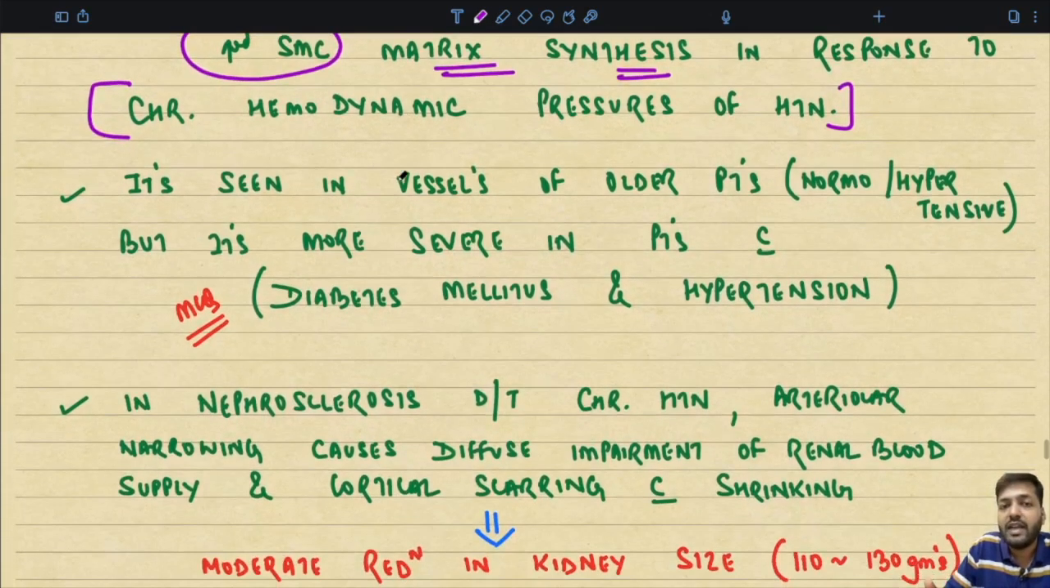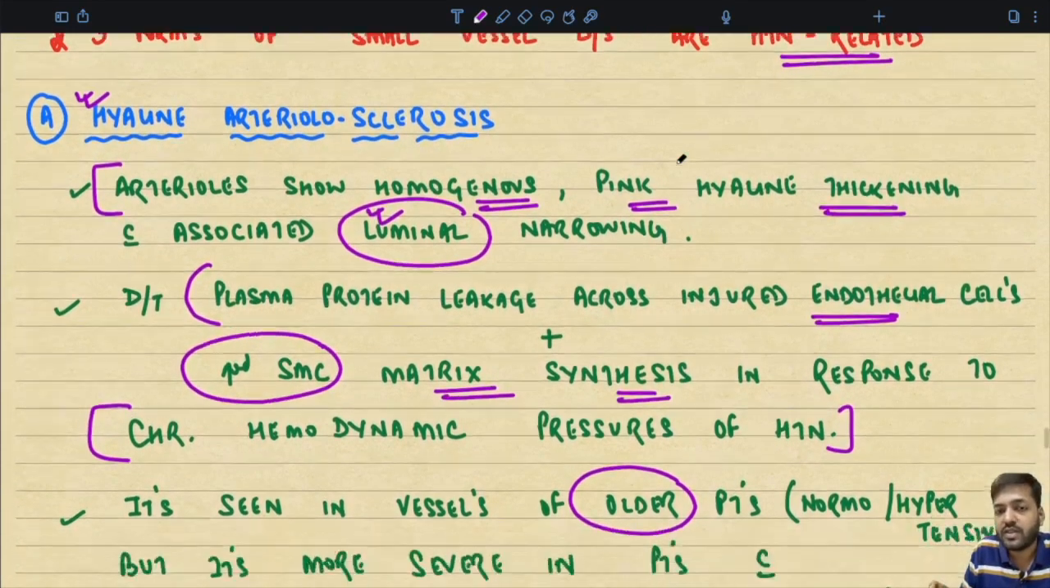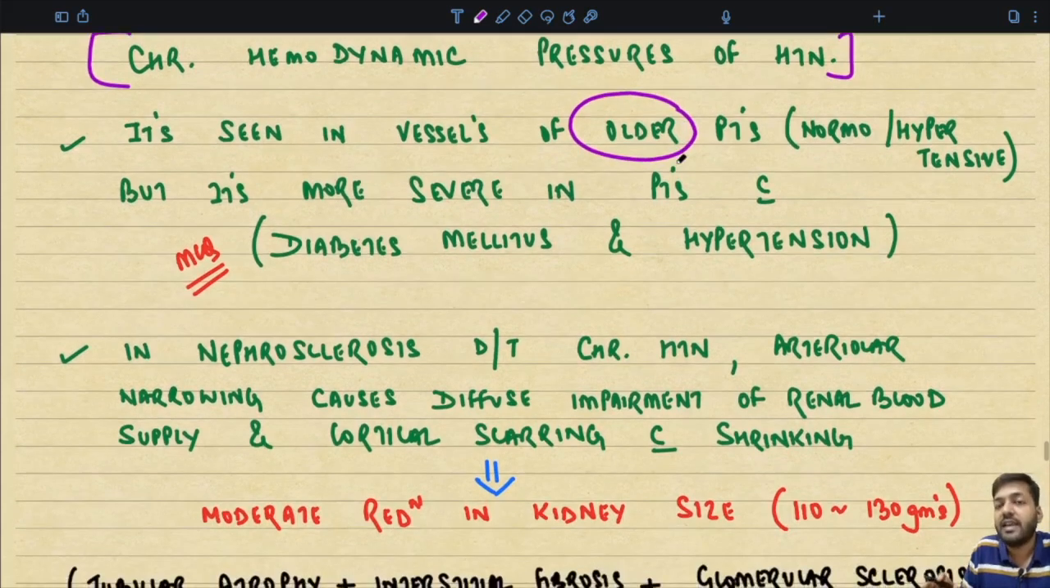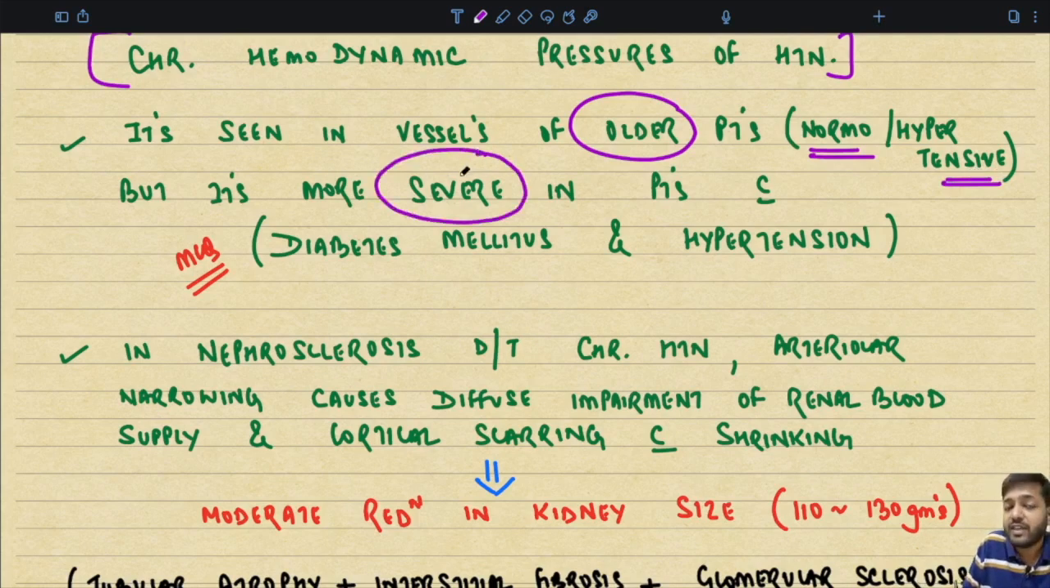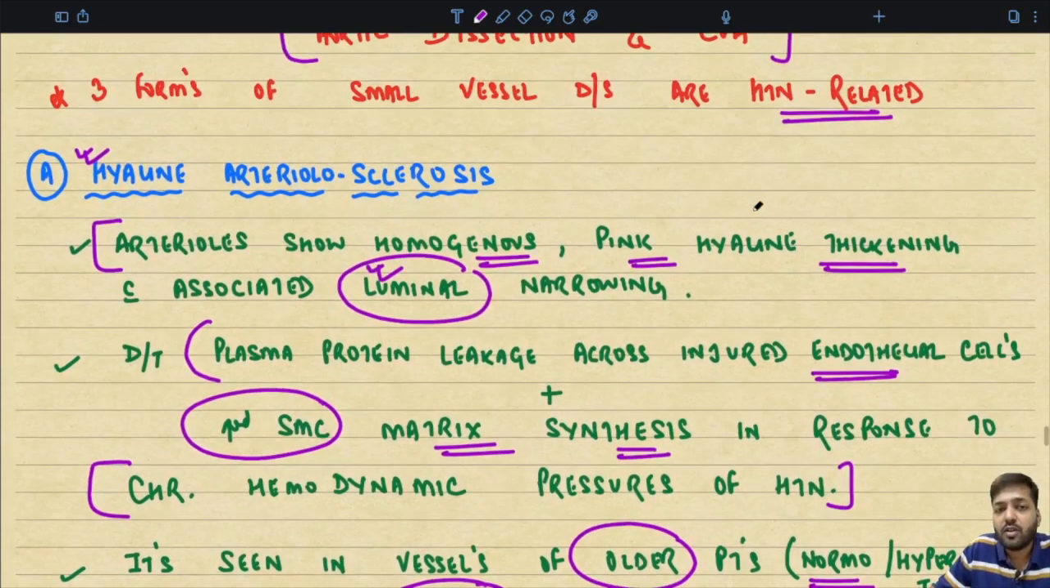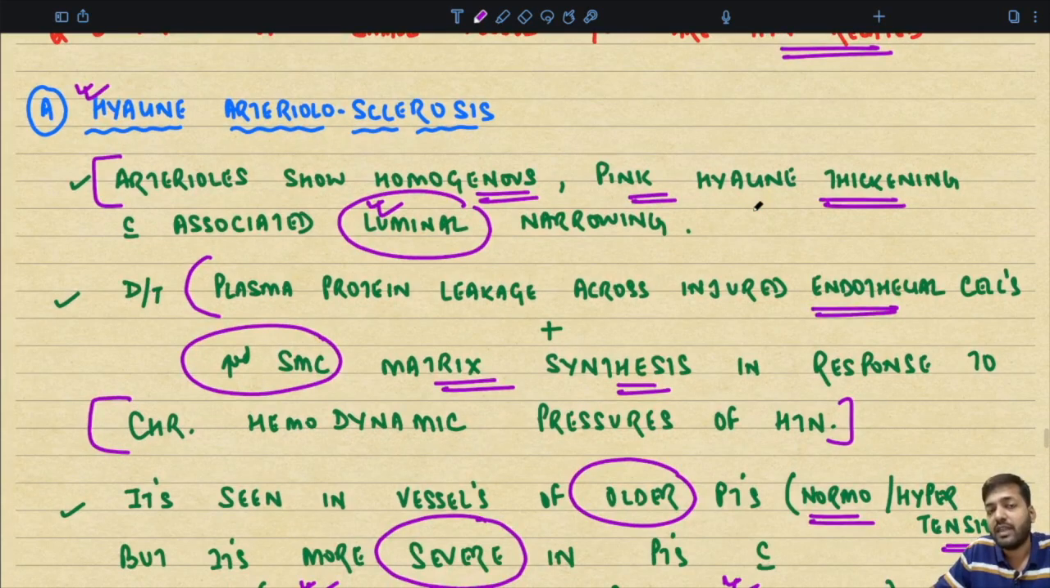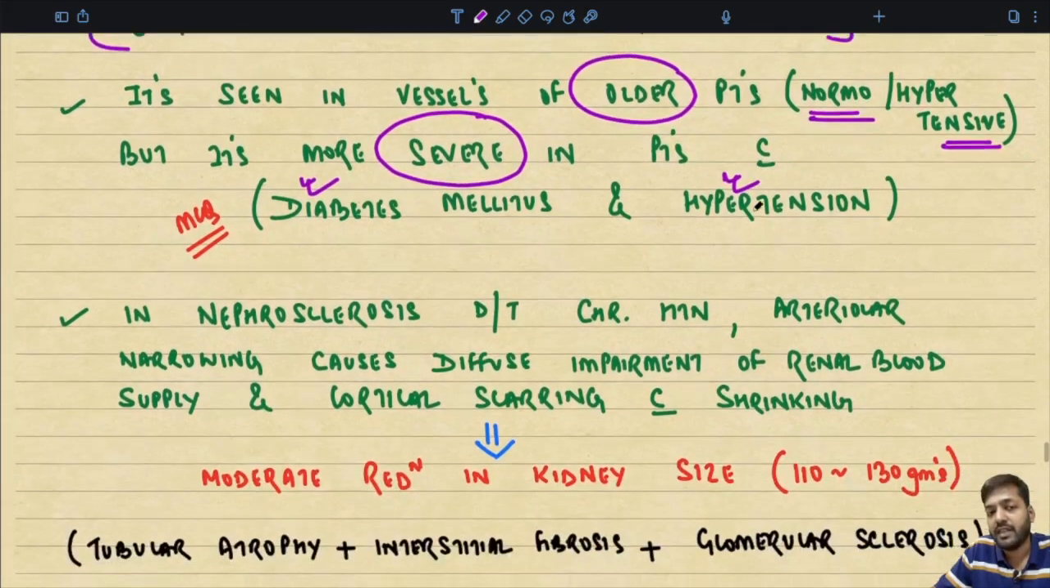Very importantly, hyaline arteriosclerosis is seen in vessels of older patients. This change is normally seen in elderly patients who can be normotensive or hypertensive. But it is quite severe in patients with long-standing diabetes mellitus and hypertension. So it is not specific for hypertension only. It is seen in diabetes as well as in hypertension, and it can also be seen in elderly patients, but it is much more severe in diabetic and hypertensive patients.